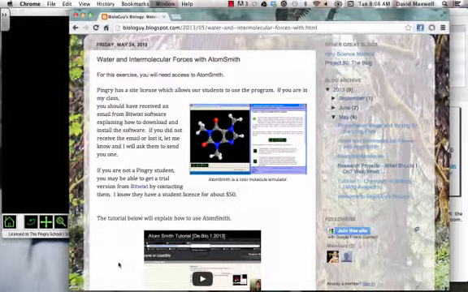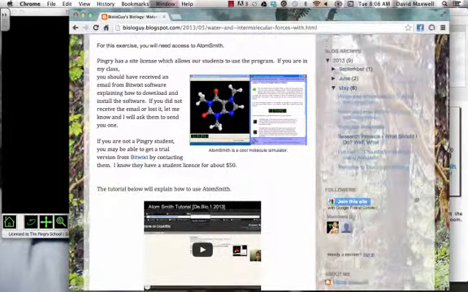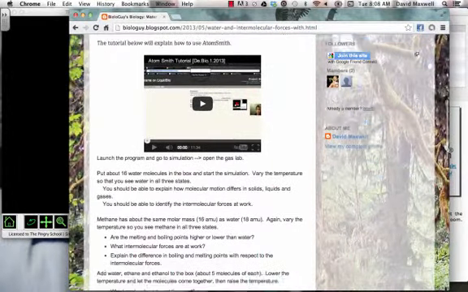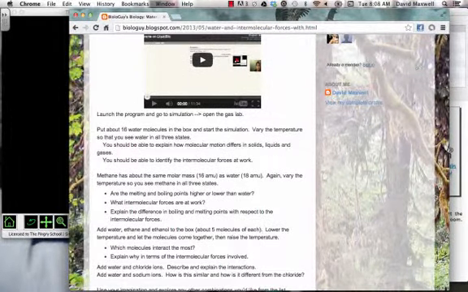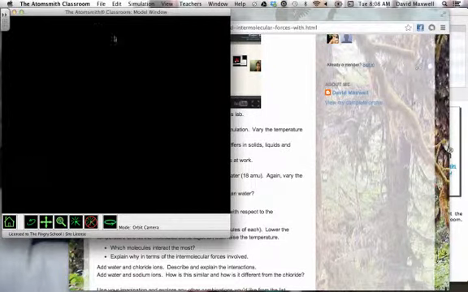Because so many of you are having a hard time getting Atomsmith to work, I want to do this little demo here. So here's the blog post I wrote, and what I'm going to do is run through the directions that I gave you and show you what's going to happen. So the first thing is put about 16 water molecules in the box, start the simulation, and then vary the temperature. So that's what we're going to do.